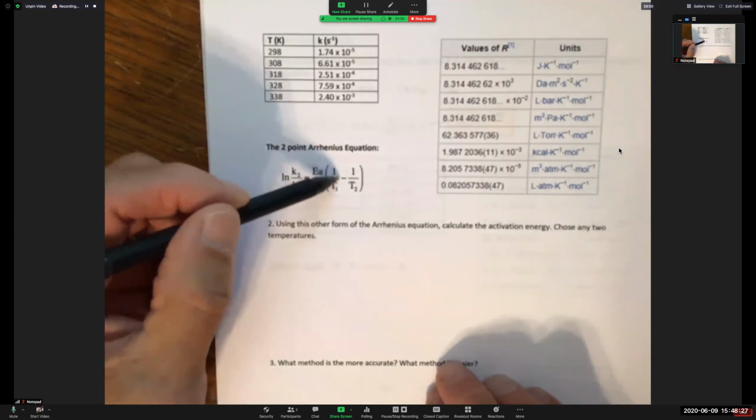All right, here's our second problem. There's a way you can take that Arrhenius equation, and if you divide one rate constant by another rate constant, you end up with this equation. If you want to practice your algebra, you can do that, but this is what it turns out to look like. It's the natural log of K2 over K1 equals activation energy over the gas constant times inverse temperature 1 minus inverse temperature 2.